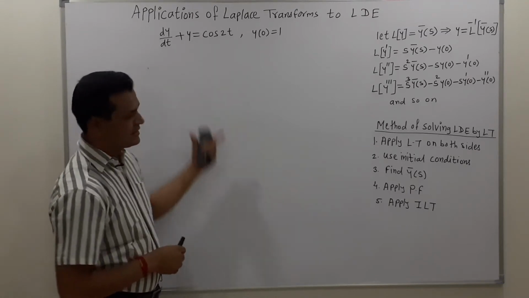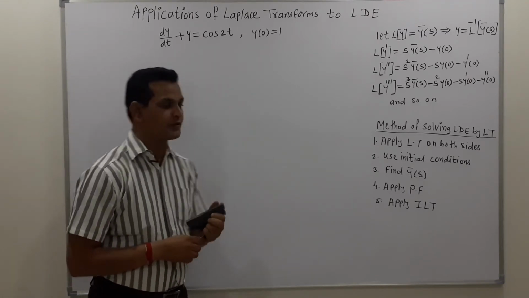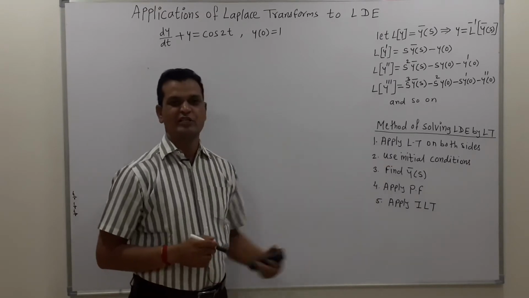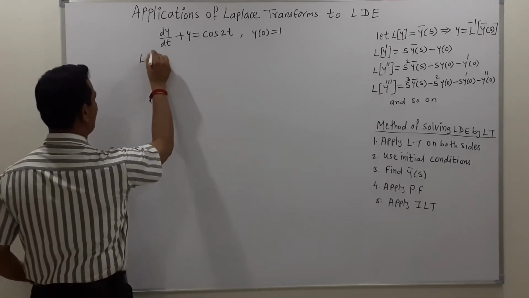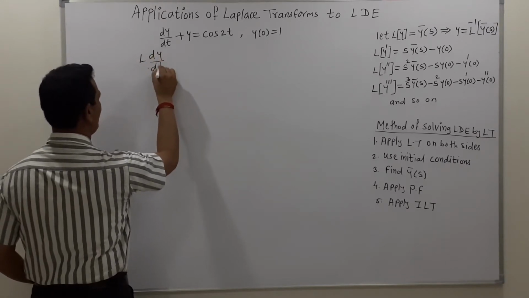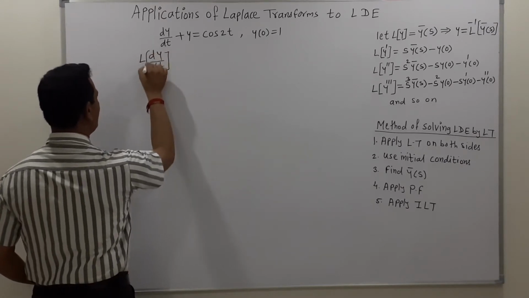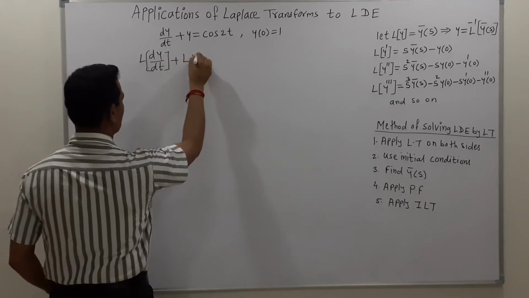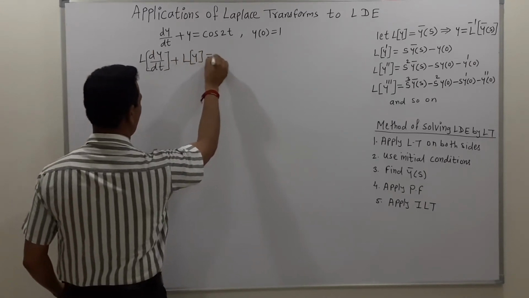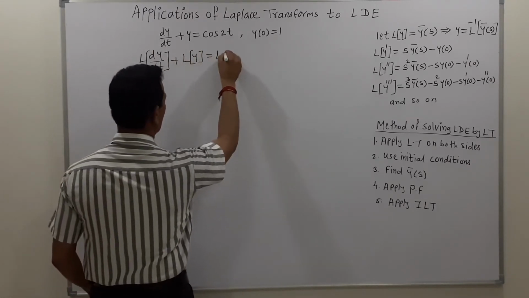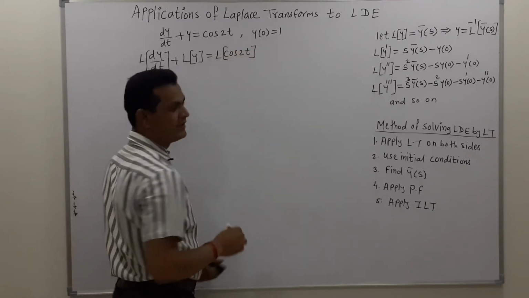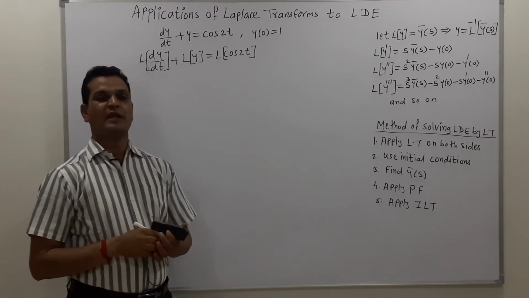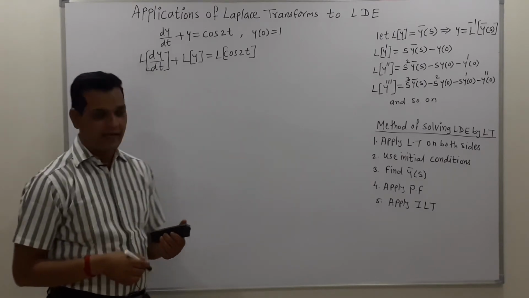So now solve this example with the help of Laplace transformation. So the first step is to take the Laplace transformation on both sides. So if we apply the Laplace transformation on both sides, then we get Laplace transformation of dy by dt plus Laplace transformation of y is equal to Laplace transformation of cos of 2t. So directly we apply the concept of Laplace transformation and the linearity property for the Laplace transformation.